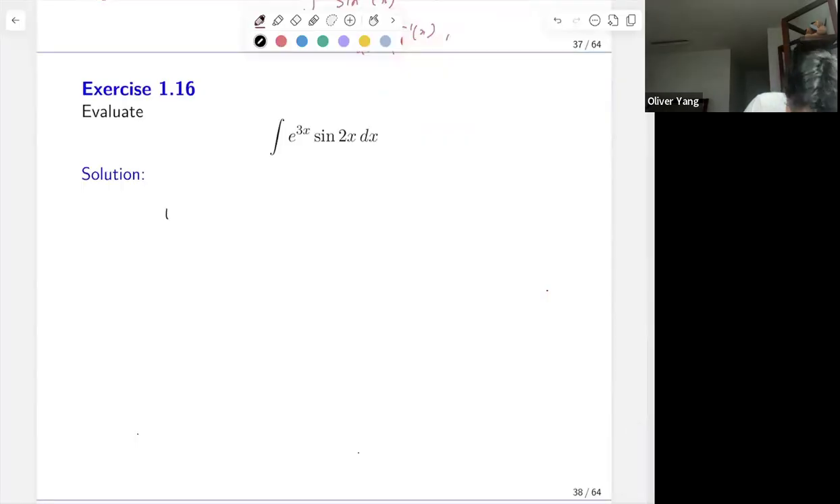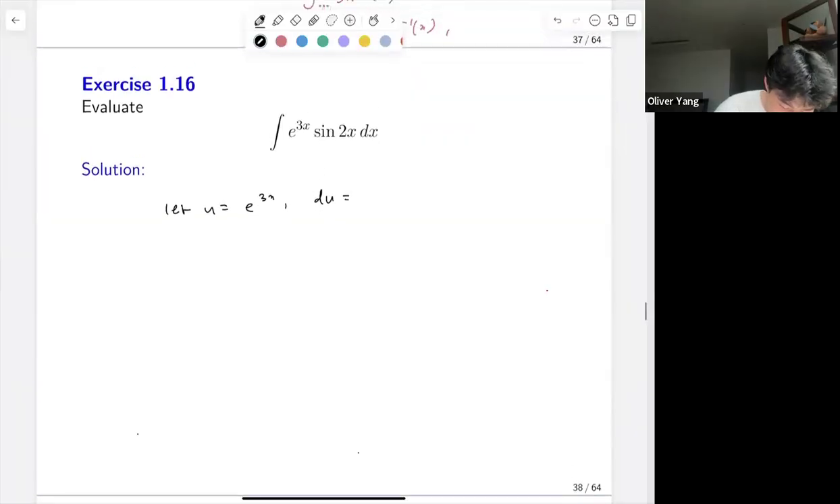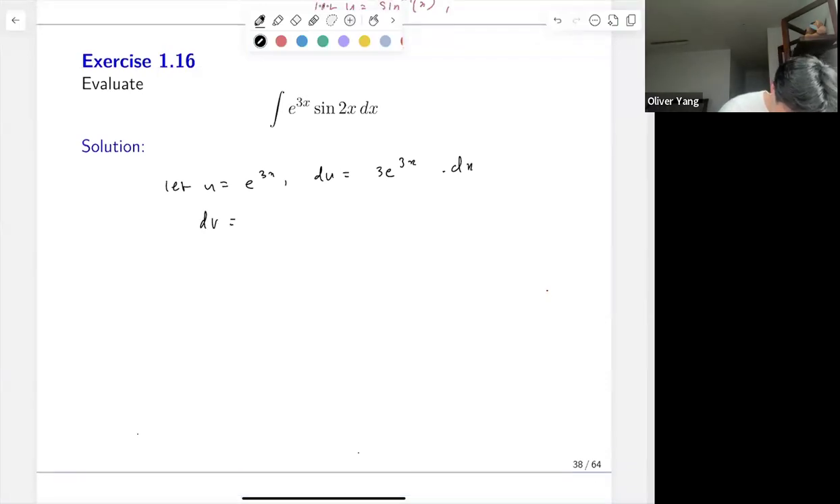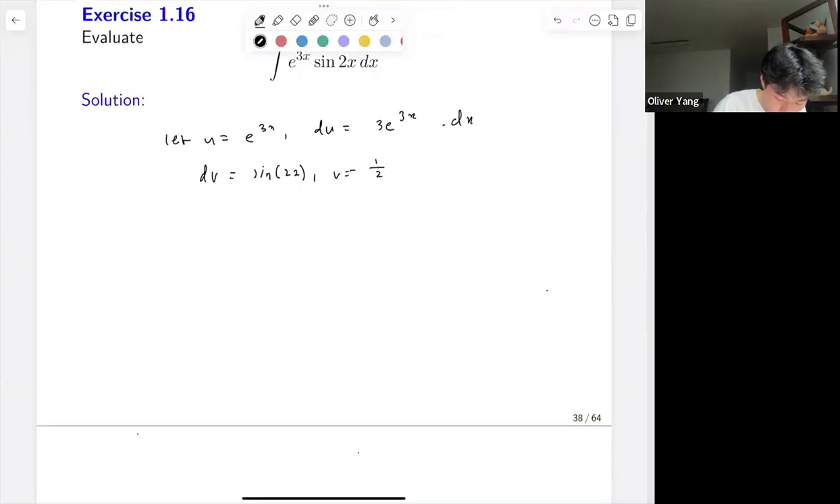So let's do it the first time. Let u equal e to the 3x. du is going to be, oh, it doesn't really matter. Actually, in this case, it doesn't really matter which one you set as e and which one's u. So let's just set e as the u. So du is going to be 3e to the 3x dx, and dv is going to be sine 2x. So v is going to be negative half cos 2x.